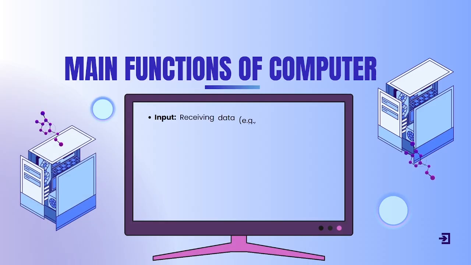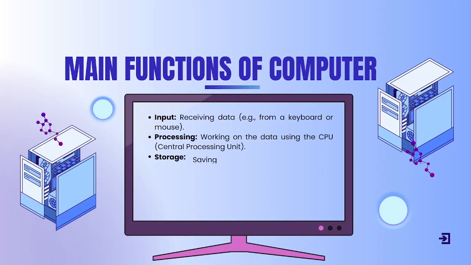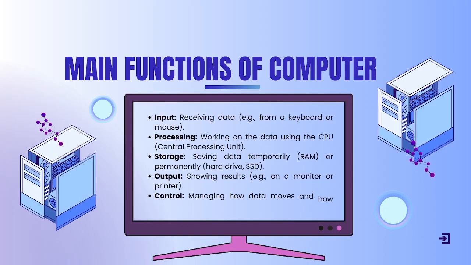Main functions of computer. Computer plays many different functions. The main of them are the following. Input is receiving data from input devices, example, from keyboard or mouse. Processing function is working on data using the CPU, Central Processing Unit.